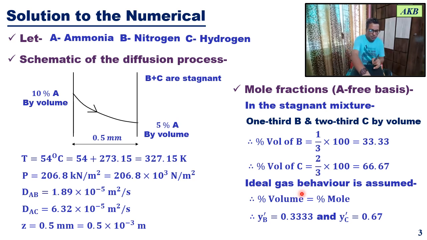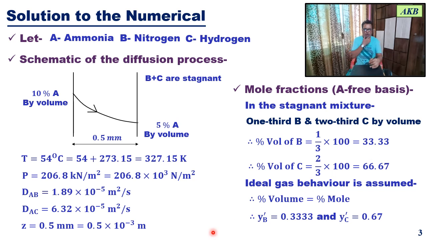So as per our notation, y dash b, that is mole fraction of b on a free basis, dash indicates this is being taken on a free basis. So y dash b is equal to 0.333. Simply 33.33 is divided by 100. And y dash c, that is mole fraction of c on a free basis, is 0.667. Simply 66.67 divided by 100.